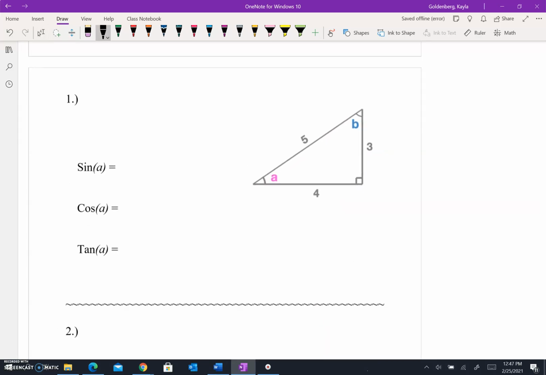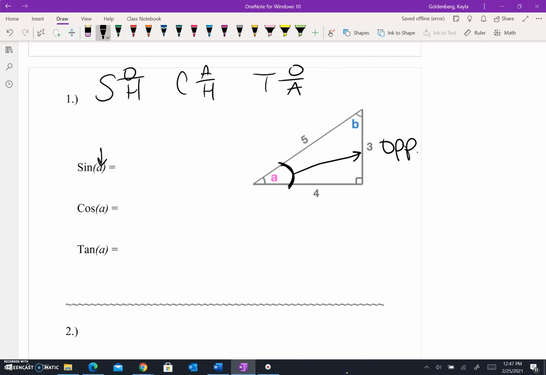So I'm going to write my acronym. So, CAH TOA. I'm going to do it like this to remember which one's on top and bottom. So notice I've got A, so it's from the perspective of angle A. So I'm first going to go ahead and label, okay, this one is opposite of A, it's across. 5 is my hypotenuse because it's across from the right angle. And 4 is my adjacent. It's next to angle A, but it's not the hypotenuse.